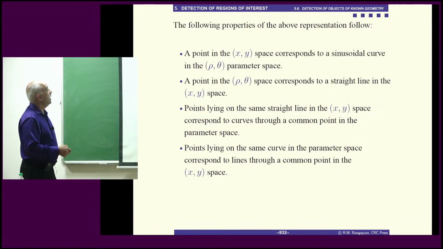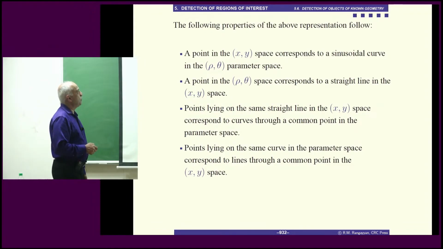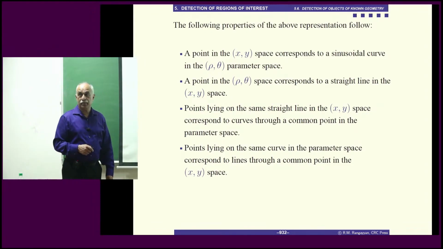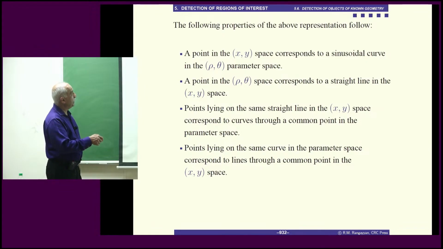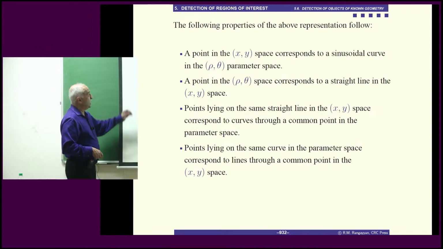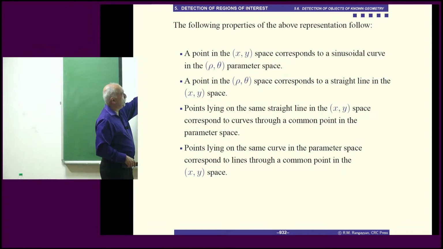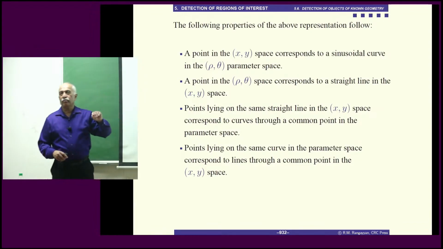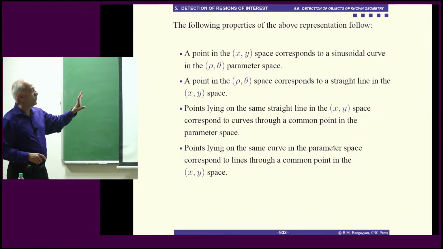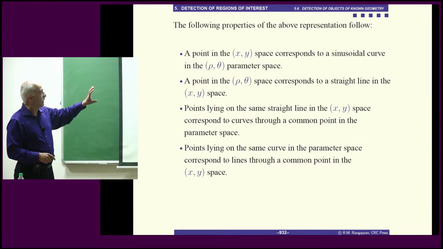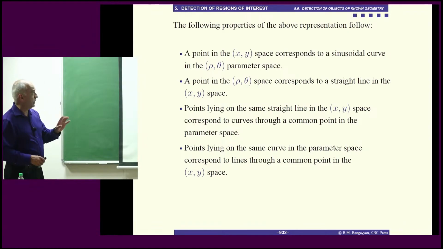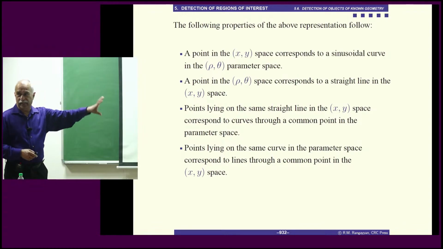I'll show examples soon. A point xy in the xy space corresponds to a sinusoidal curve in the rho theta space. Using that same equation, a point in the rho theta space corresponds to a single straight line in the xy space. Points lying on the same straight line in the xy space correspond to different curves through a common point of intersection in the parameter space. Points lying on the same curve in the parameter space correspond to lines through a common point in the xy space. So this is the set of properties of the Hough space, for lines and any contours or shapes you want to analyze. The sinusoidal is for this straight line equation.